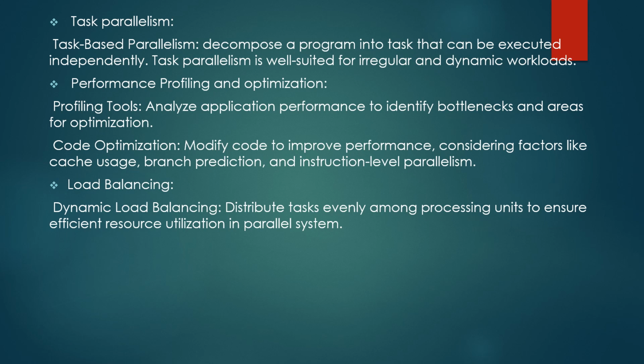We also have performance profiling and optimization. We have profiling tools that analyze application performance to identify bottlenecks and areas for optimization. Then we also have code optimizations, whereby we modify our code to improve performance, like cache usage, branch prediction, and instruction level parallelism. Under that, we also have load balancing. In a layman's understanding, tasks are distributed evenly amongst the available processing units to ensure that every resource is utilized and that the task is handled by the machine in a parallel system.